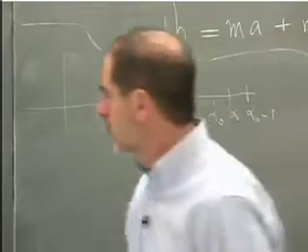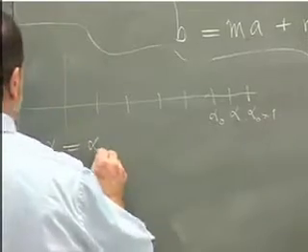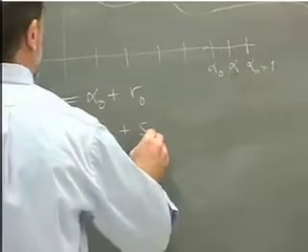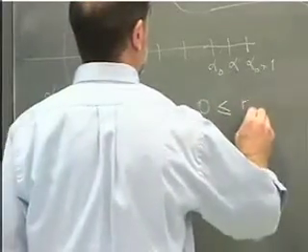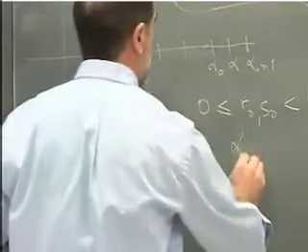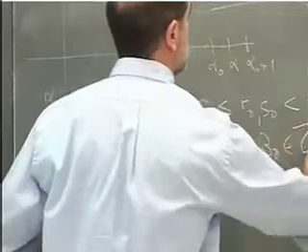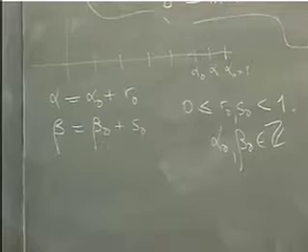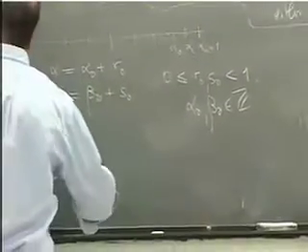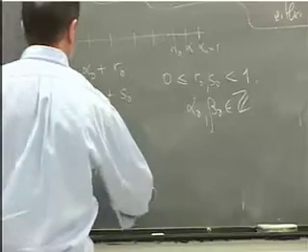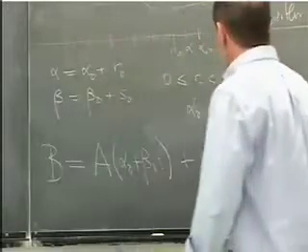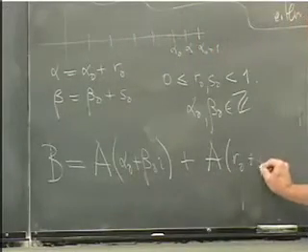So do that. So write alpha is alpha 0 plus R0, and beta as beta 0 plus S0, where 0 is less than or equal to R0, S0 is less than 1. And alpha 0 and beta 0 are integers. And now multiply this expression out. So then we get B is equal to A times alpha 0 plus beta 0 times i, plus A times R0 plus S0 times i.